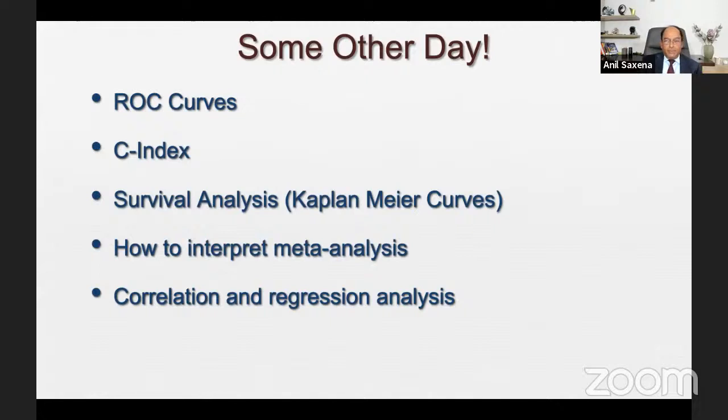I've taken more time than required, but these are very complex and important discussions. Maybe we can discuss some other day. So next week I will discuss the other things like what are ROC curves, C index, survival analysis, how to interpret meta-analysis, correlation, regression analysis, and also how to compare two groups, the paired and unpaired t-test and the chi-square test. We will, as I said, not discuss the actual calculations, only the concepts, because this is very important to understand. Thank you very much.